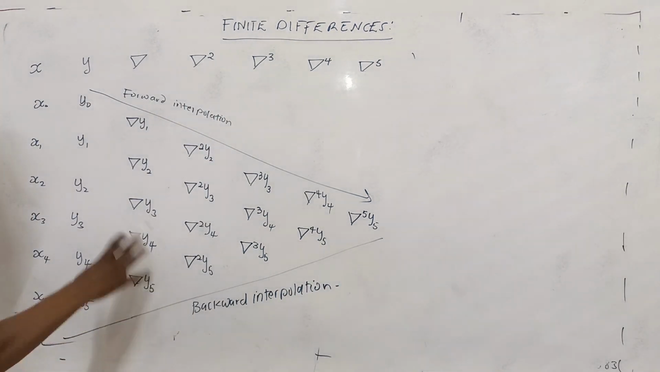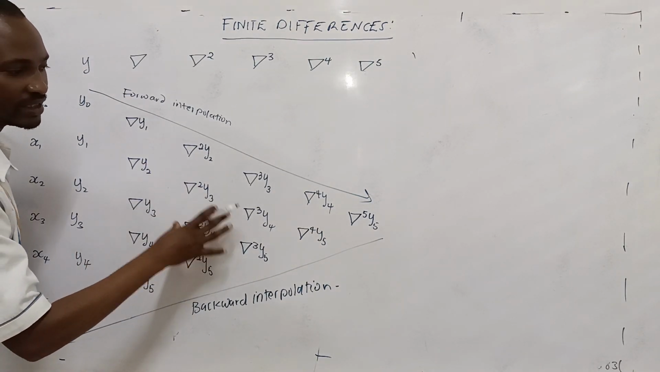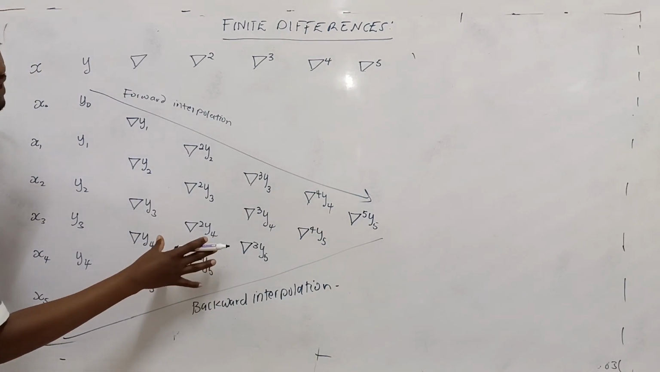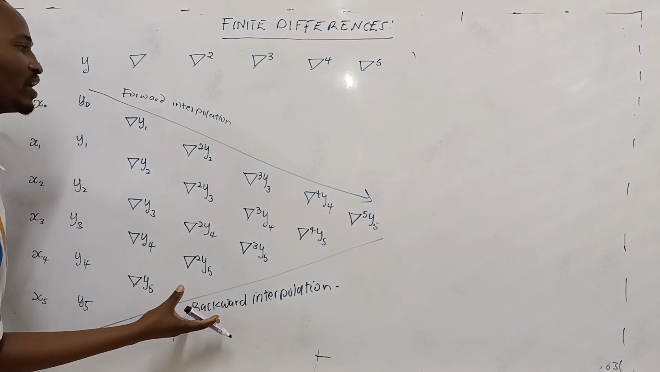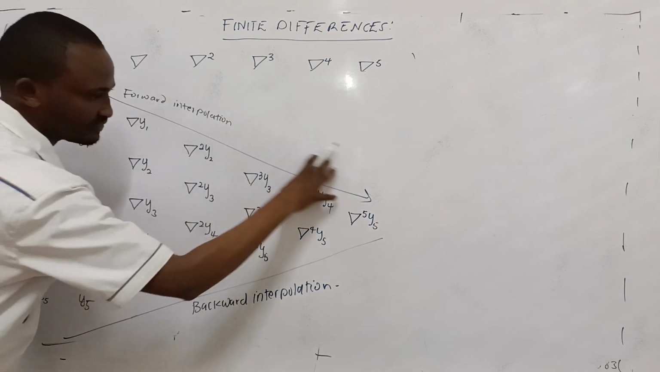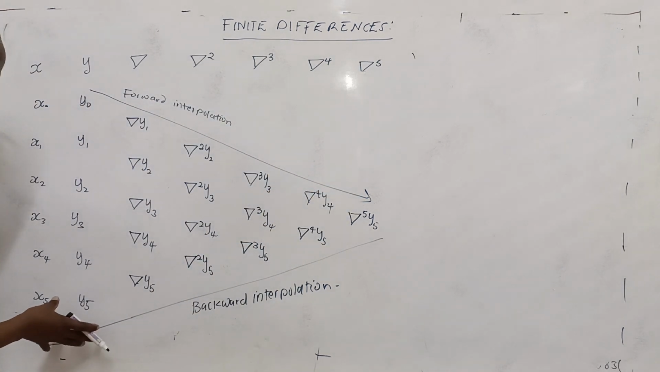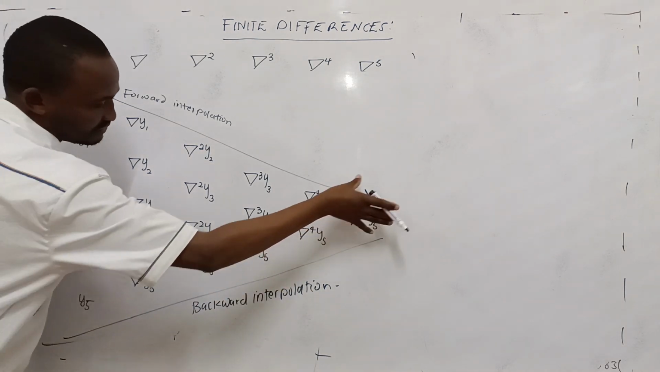So how you create the table is the same. That's what I mean in short. How you create the table is the same. The difference is, depending on which formula you're using: if you're using the formula for forward difference interpolation, you are going to use these values. If you're using the formula for backward difference interpolation, you are going to use this value here.